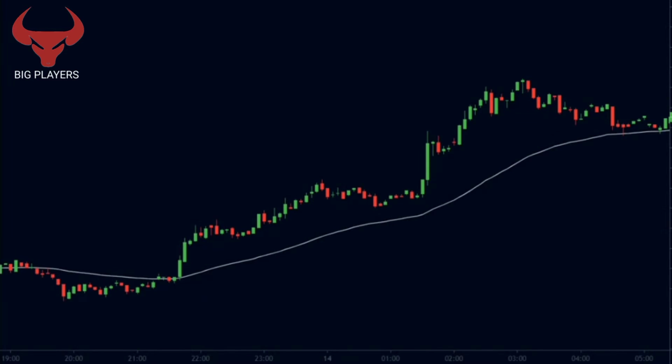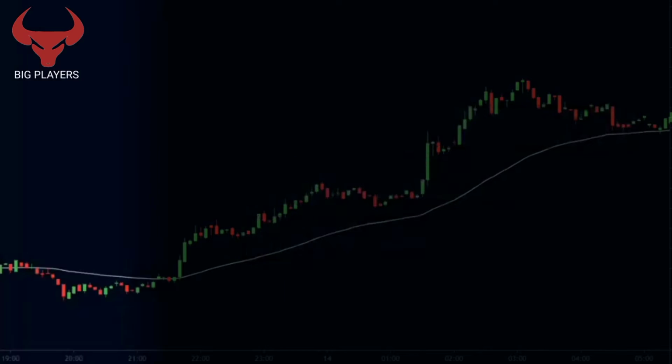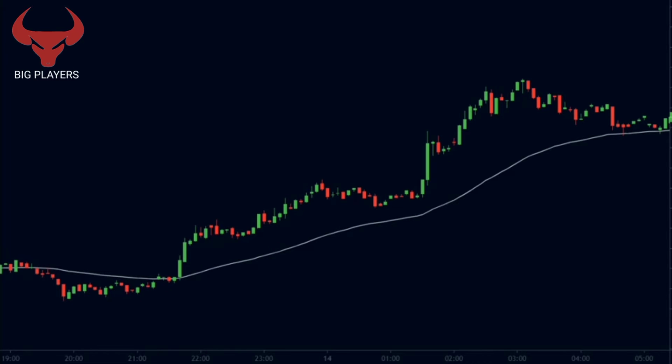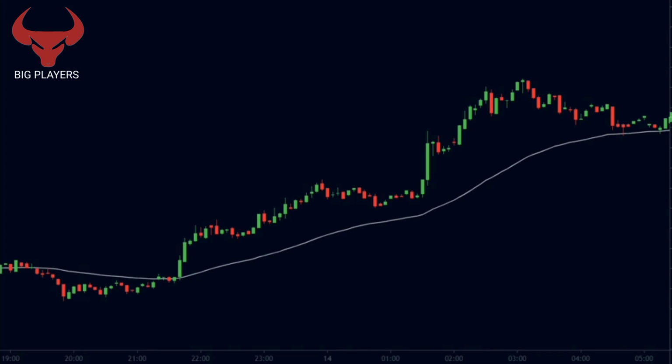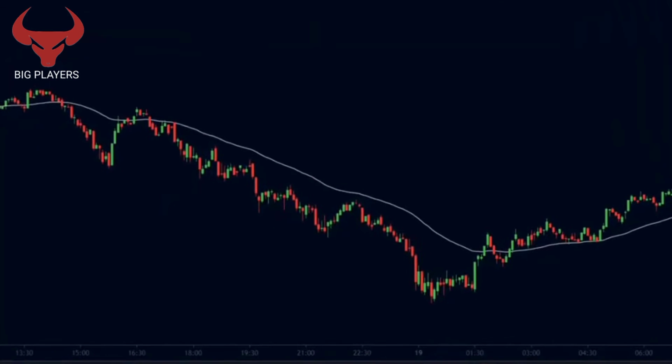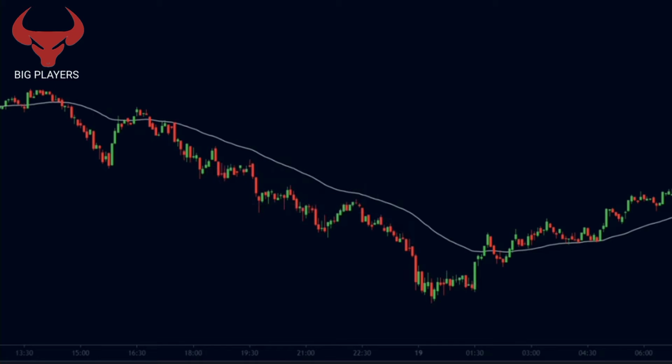The same thing is applicable in an uptrend. As you can see, whenever the price moves away from the moving average, the price creates a reversal and gets attracted back to the moving average. So, in other words, we can say that the moving average attracts the price like a magnet. Therefore, whenever we notice that the price is far above the 50-period EMA, then we can look for selling opportunities. Our target should be the moving average itself. Similarly, when we see that the price is far below the 50 EMA, we will look for buying opportunities. And the target will be the moving average.